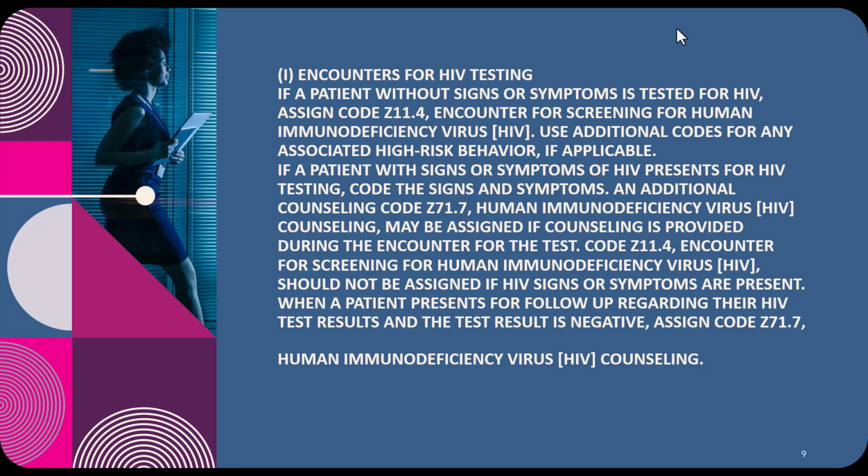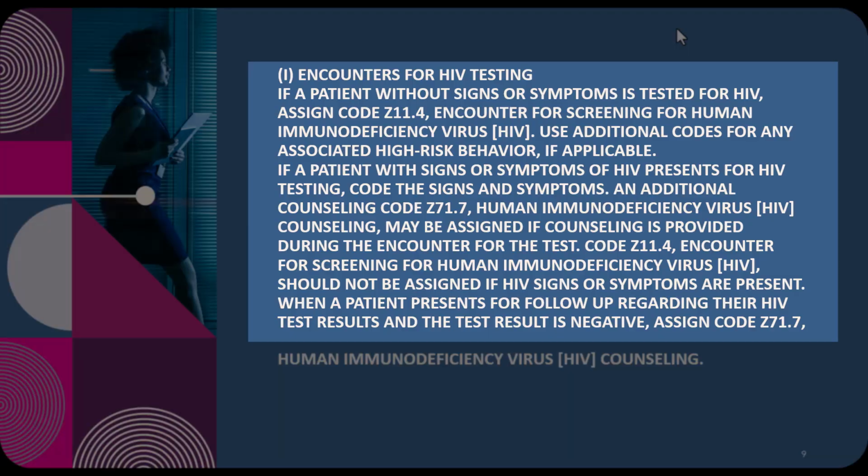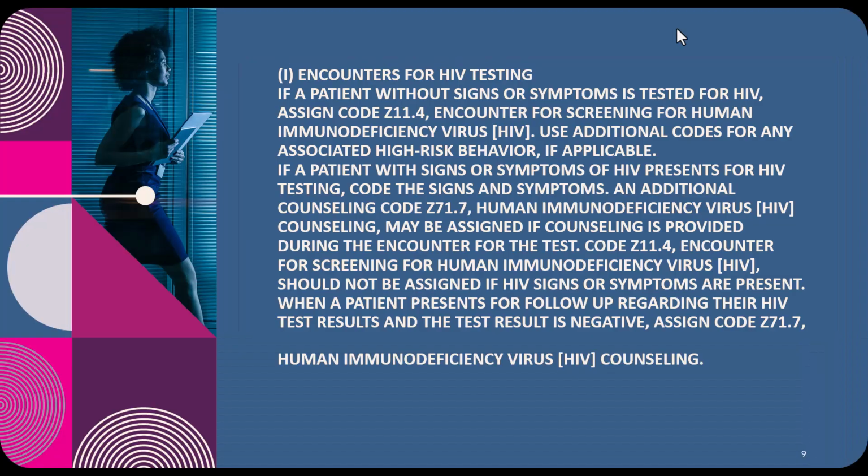We're still within Chapter 1, still looking at the HIV guidelines. The first one we're coming across is: without signs or symptoms, a patient being tested for HIV is assigned code Z11.4, encounter for screening for HIV. And right below that, if a patient with signs or symptoms of HIV presents for HIV testing, code the signs and symptoms. An additional counseling code of Z71.7 would be used.